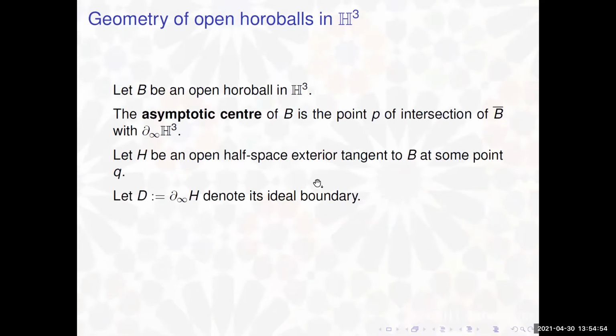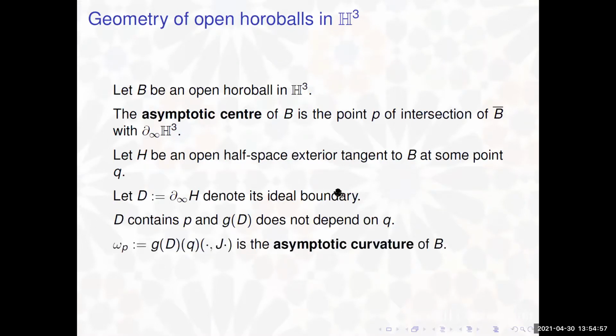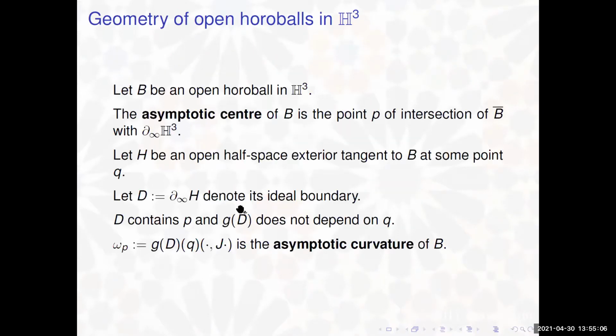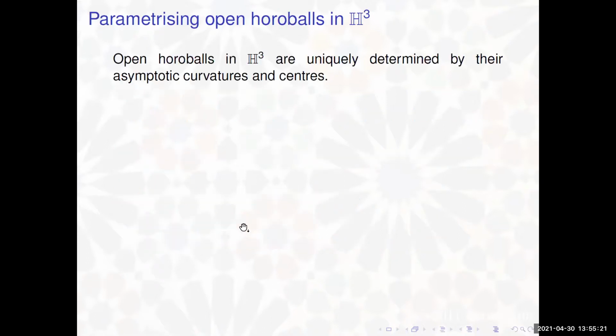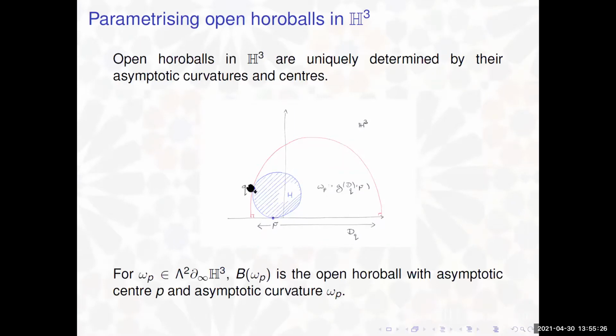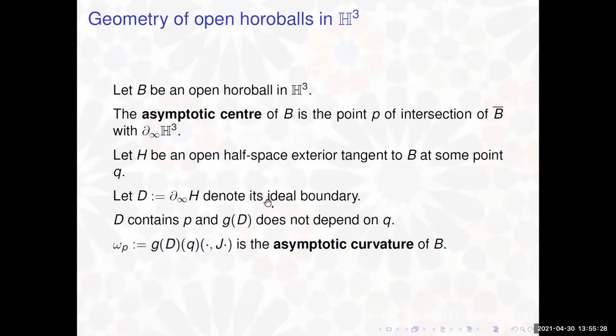Let D denote the ideal boundary of this half space. So D is going to be this disk in the ideal boundary of my open half space. And then what I'm going to do is look at the Poincaré metric of this D at the point P. So this should be GD at P, which does not depend on Q. So the Poincaré metric of this disk evaluated at this point P does not depend on the point Q chosen.